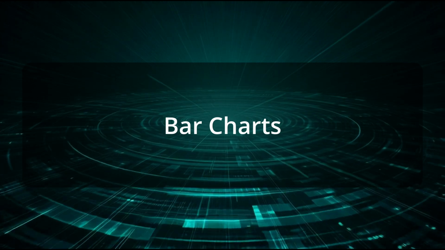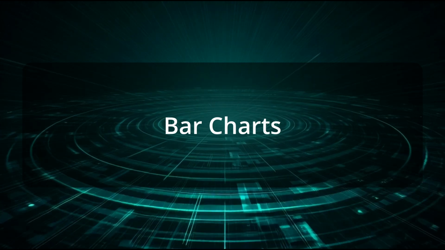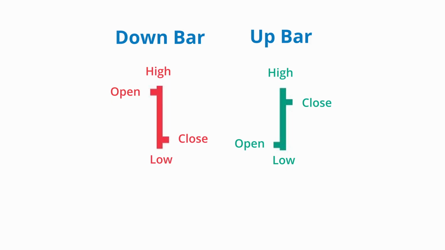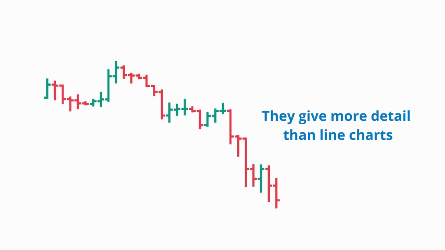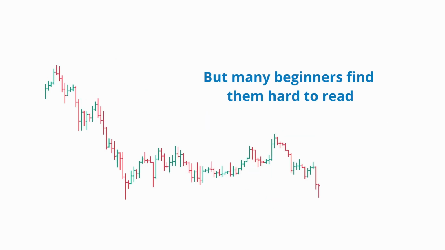Next, let's talk about bar charts. Bar charts show the open, high, low, and close. Each bar represents one time period. They give more detail than line charts, but many beginners find them hard to read.